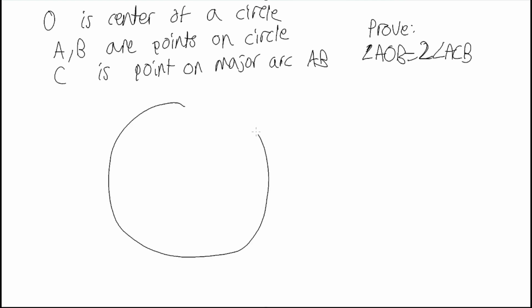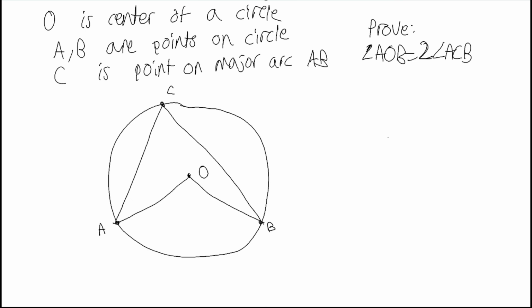So if we draw like so, that's our circle, this is our center, then these can be our 2 points A and B. And then we can set our point C to be up here. Then angle ACB is over here, and angle AOB is over here. We want to prove that this angle here has twice the measure of this angle here.